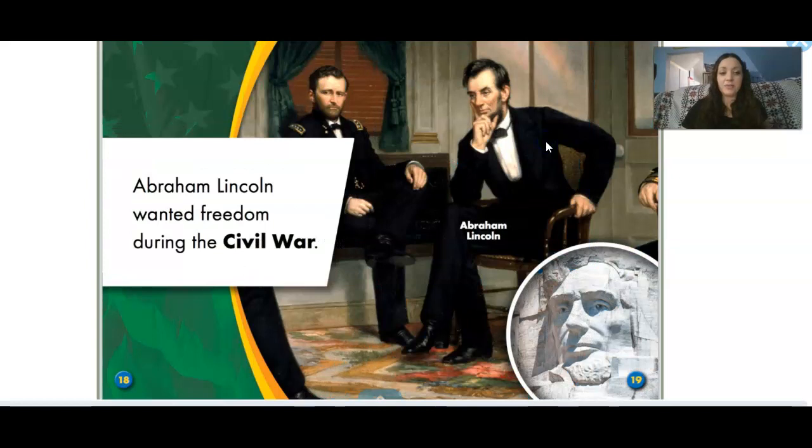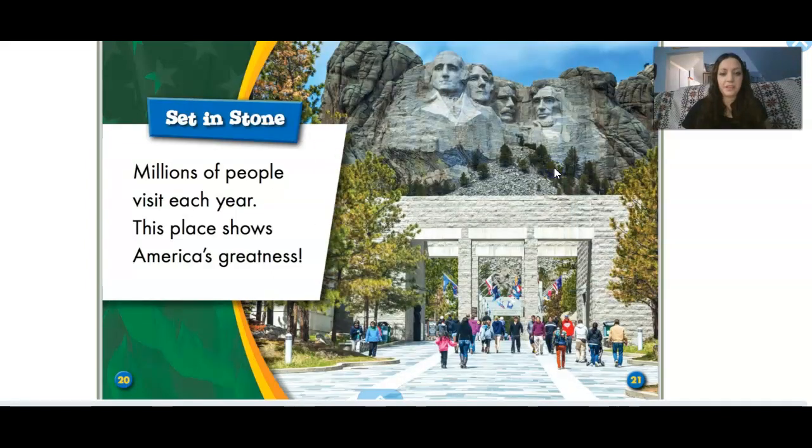Abraham Lincoln wanted freedom during the Civil War. So you can see Abraham Lincoln on there. Millions of people visit each year. This place shows America's greatness. So if you look very carefully, you can see how small the people are compared to these huge mountain cutouts. And if you look very carefully, you can see just how huge this rock is. Look how small the people are down here compared to it.